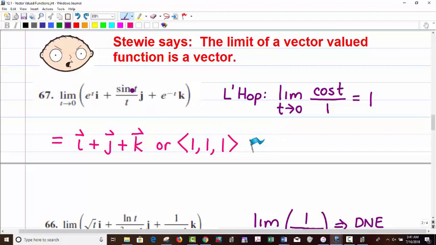You could do this by a table of values or whatever, but with L'Hopital's rule, the derivative of the top over the derivative of the bottom, you'll get 1. But that was defined in Cal 1 as 1. So anyway, that limit's 1. So you see each term is 1, so the answer is not 1 plus 1 plus 1 equals 3. It's either 1i plus 1j plus 1k, or in component form with the angled bracket, 1, 1, 1.